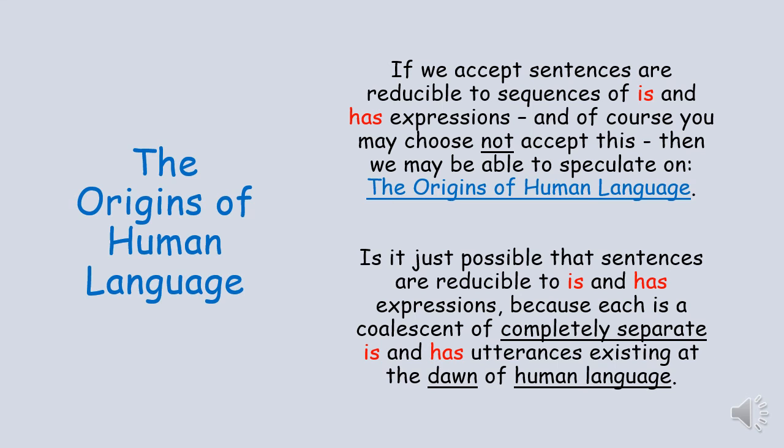So if we accept the concept that sentences are reducible to sequences of "is" and "has" expressions, and of course you may choose not to accept this, then we may be able to speculate on the origins of human language. So ask the question, is it just possible that sentences are reducible to "is" and "has" expressions because each sentence is a coalescent of completely separate "is" and "has" utterances existing at the dawn of human language?